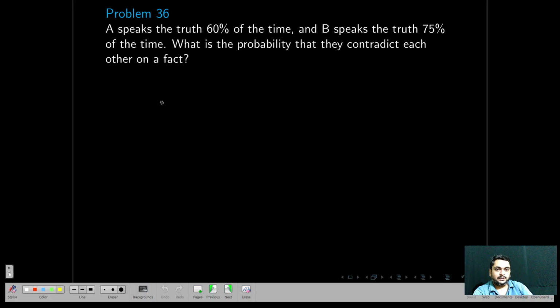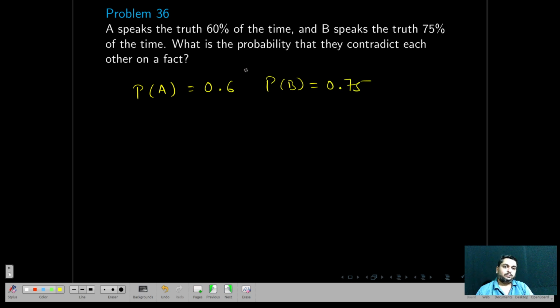Next, A speaks the truth 60% of the time. Probability that A speaks truth is 0.6. Probability that B speaks truth is 0.75. What is the probability that they contradict each other on a particular fact? Contradict means what? If A says correctly, B will say incorrectly. If A says incorrectly, B will say correctly. That is what the contradiction is. So that probability is what?